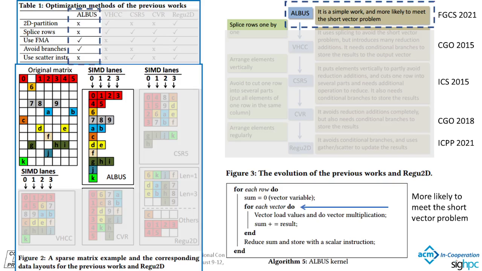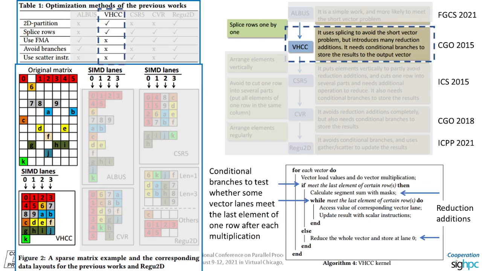The first is CSR. It is a very simple work. It arranges elements horizontally on the CSR format and computes them row by row without splicing. So it's more likely to meet the short vector problem, as the pseudocode shows. The second is VHCC. It uses splicing to avoid the short vector problem, as Figure 2 shows, but it introduces many reduction additions and also needs conditional branches to test whether some vector lengths meet the last element of one row after each multiplication, and then VHCC stores the results to the output vector.